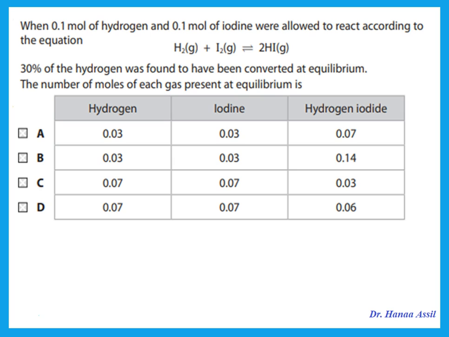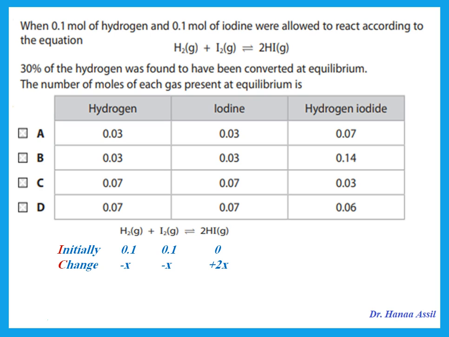Let's try again. Another question says, when 0.1 mole of hydrogen and 0.1 mole of iodine were allowed to react according to the equation. So he's starting with this equation and he's saying initially I'm starting with 0.1 mole of hydrogen and 0.1 mole of iodine and none of the HI. Then 30% of the hydrogen was found to have been converted at equilibrium. Now, I know that I should lose x moles from hydrogen, lose x moles from iodine to form 2x of HI.